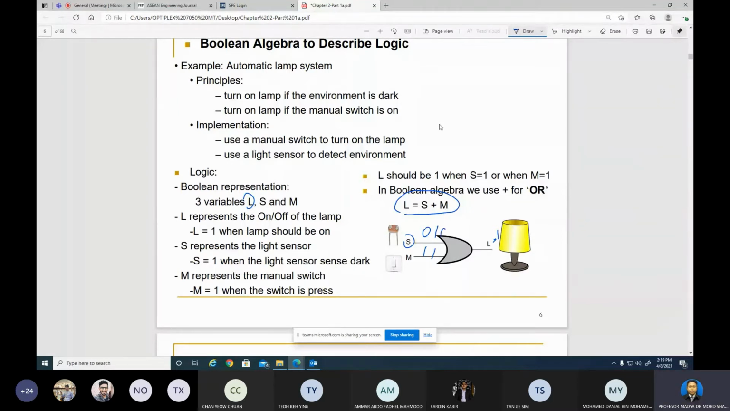For example 0, 1, 0, so automatically L will be on. But if we have 0, 0 here, automatically the lamp will be 0. That means the lamp will be off. So this one we represent as Boolean algebra, to describe the logic.